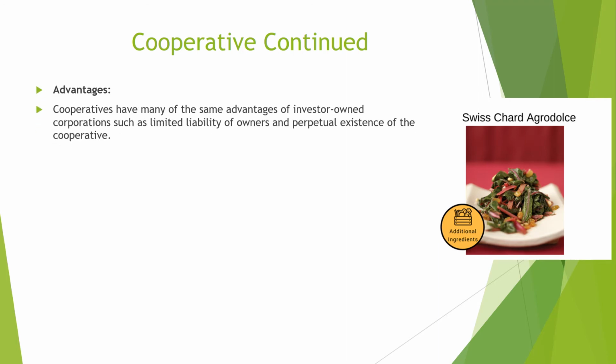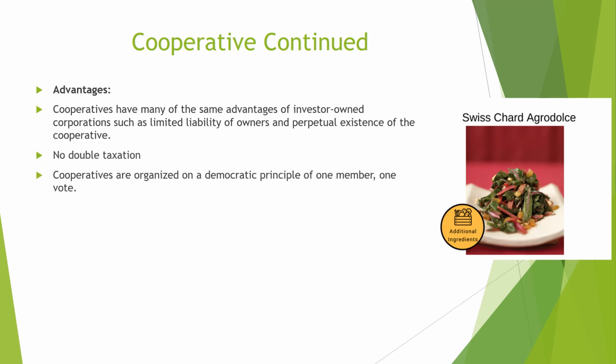All right, so advantages of a cooperative. Cooperatives have many of the same advantages of investor-owned corporations, such as limited liability for the owners and also perpetual existence of the cooperative. There's no double taxation, and cooperatives are organized on a democratic principle of one member, one vote. Also, control of the business is kept in the hands of those who use the business. So it's really the stakeholders who are involved in running the business.